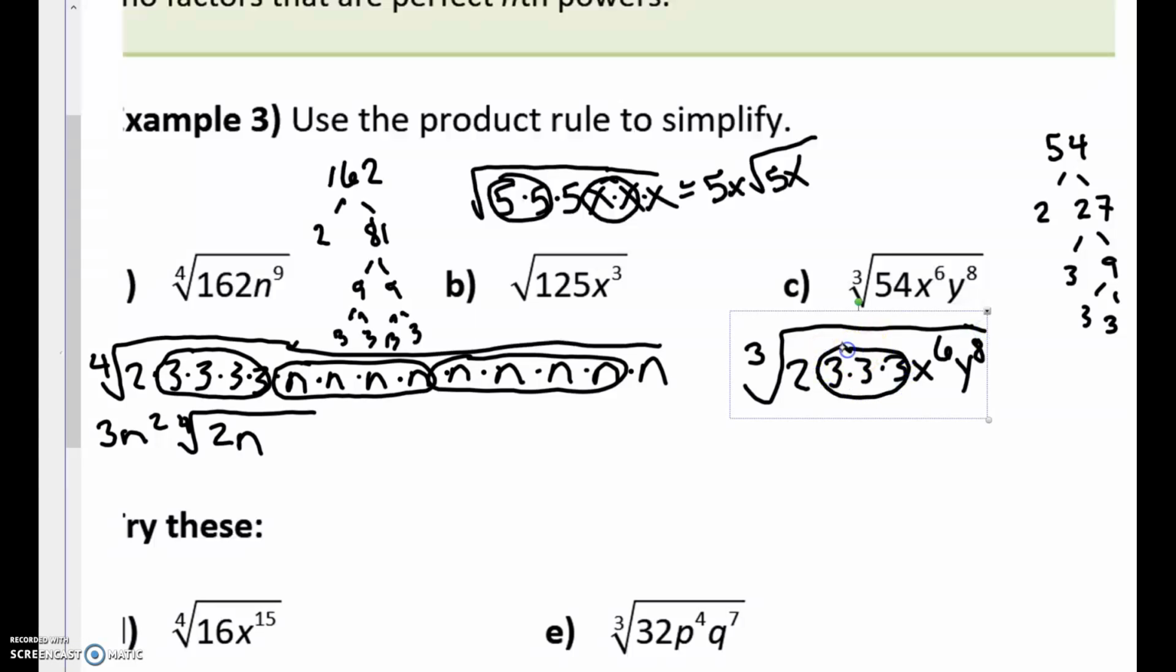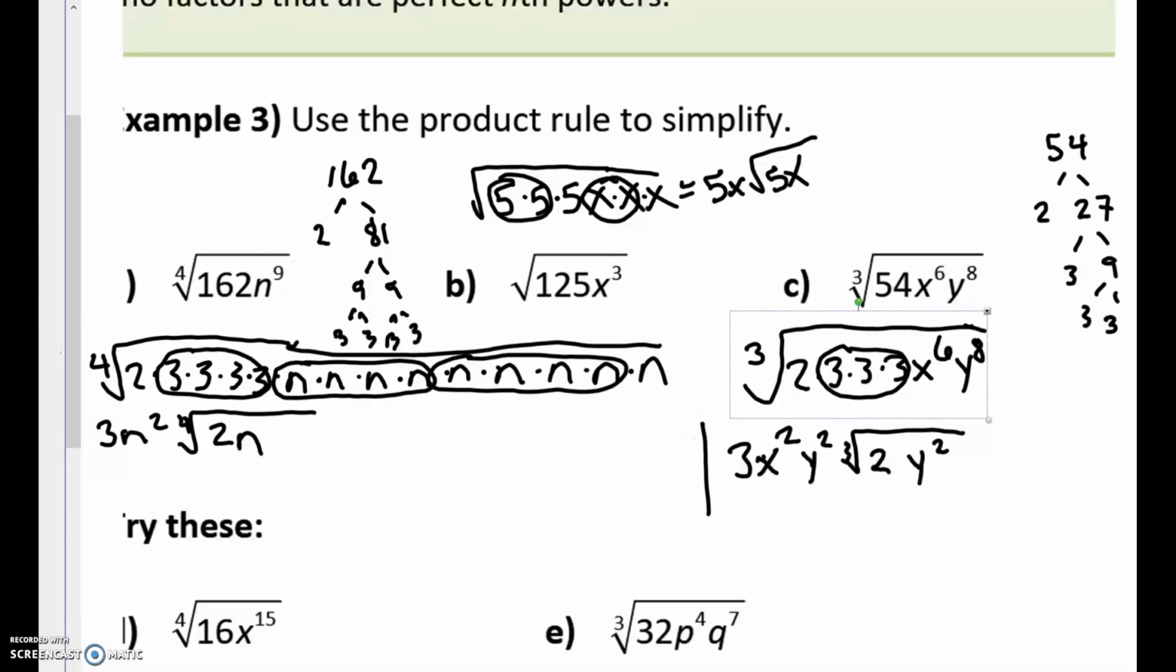Well, the 3s break out, the 2 doesn't, so I can pull out a 3. X to the 6th divided by 3. Well, 3 goes into x to the 6th twice with nothing left over, so a full x squared can come out. And 3 goes into 8 2 times, so another y squared can come out, but there's some left over this time. So that 2 stays inside my radicand. And 3 times 2 is 6, so 6 of these y's broke out, which leaves 2 of them left over inside. So that's how I decide what stays inside my radicand.